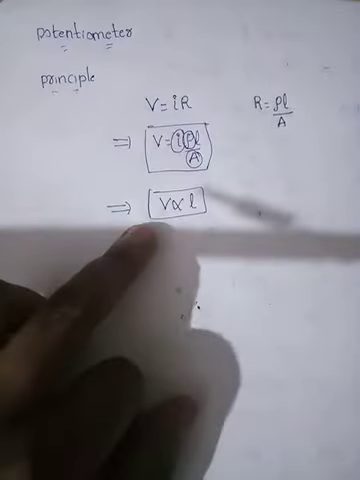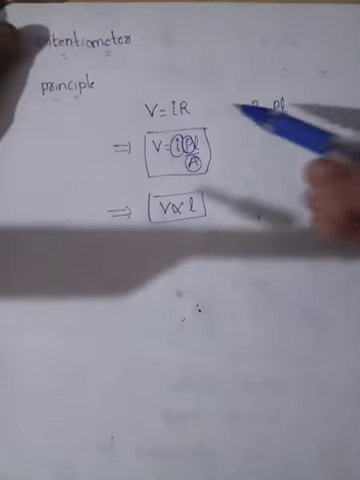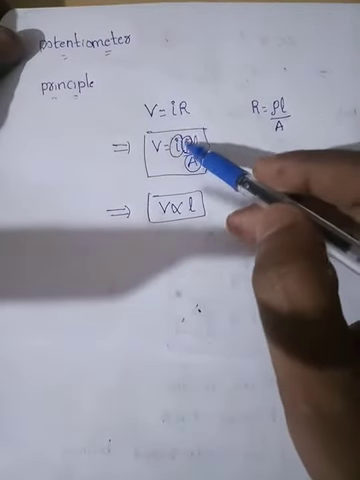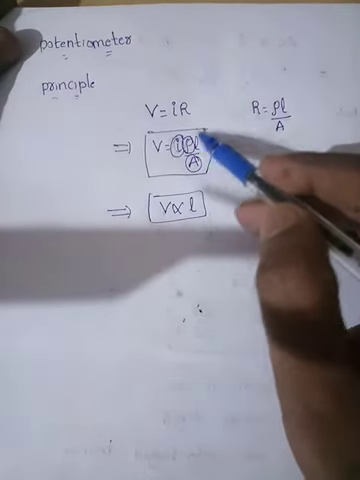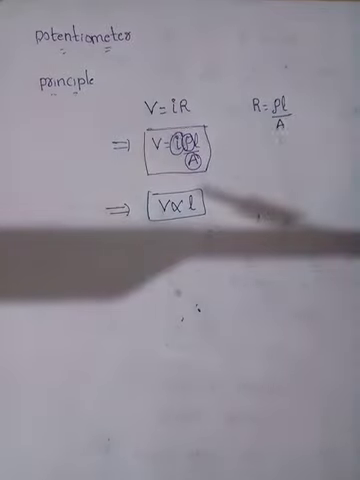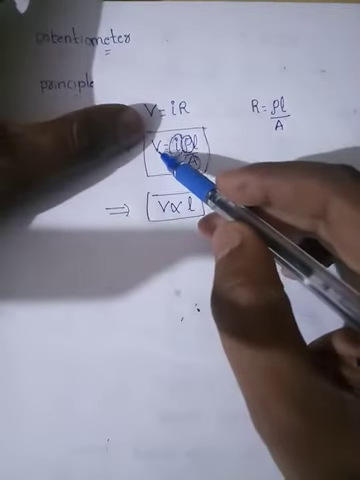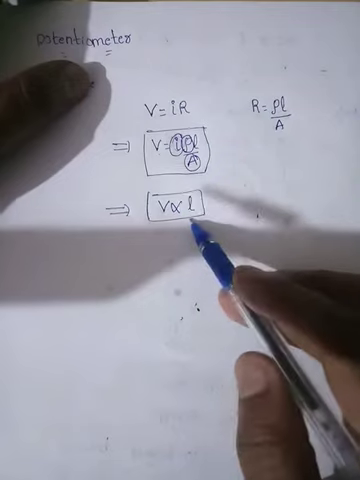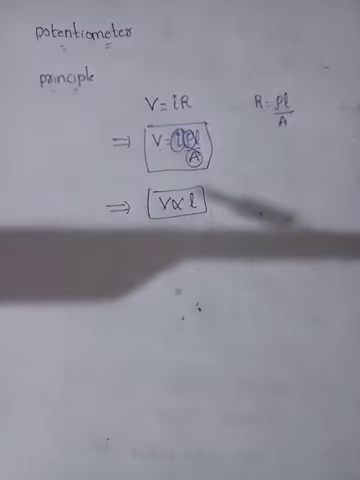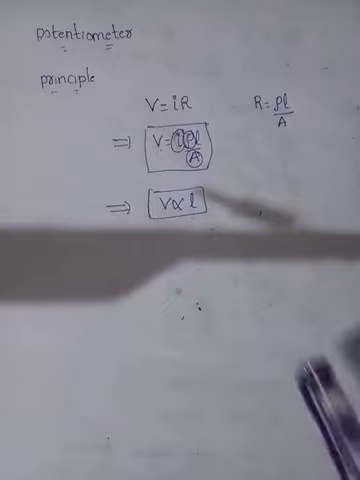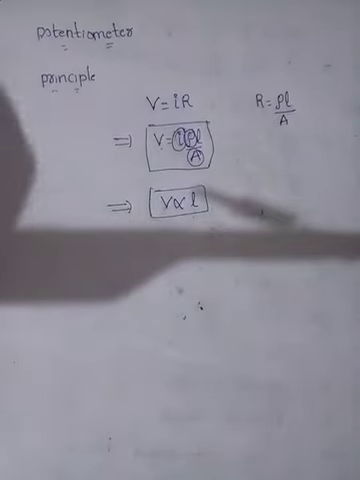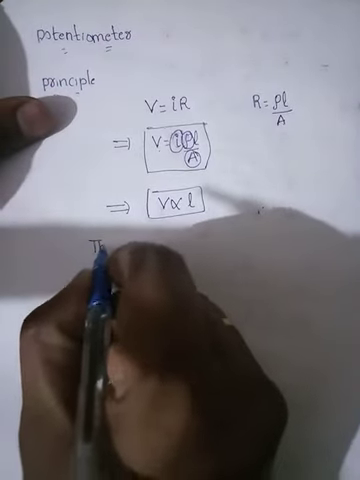So potential difference is directly proportional to the length of the wire when a constant current flows through a wire having uniform area of cross section. So that is the principle of this potentiometer. The potential difference is directly proportional to the length of the wire when a constant current flows through a wire having uniform area of cross section and uniform nature. So that is called what? Principle of potentiometer.